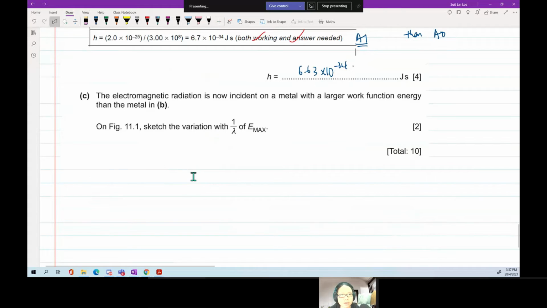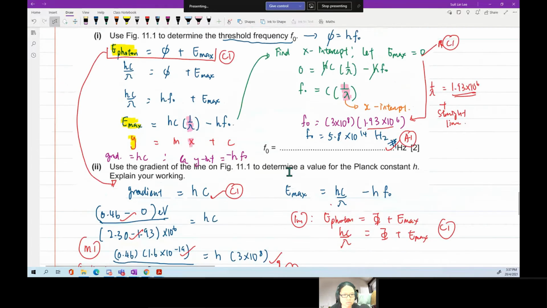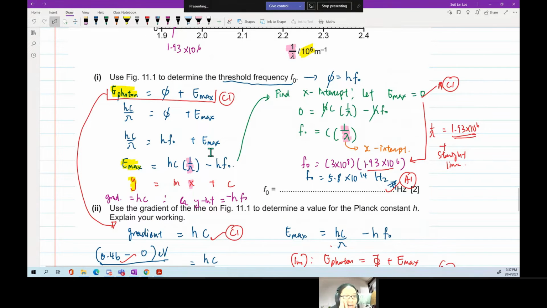Okay. Finally, the EM radiation has a larger work function. Sketch the variation of 1 over lambda against Emax. Okay, so let's go back to this and think a bit. If it's a larger work function, the y-intercept is negative hf naught, right? And negative hf naught is negative work function. So if I think from the perspective of the graph, let me find space to draw the graph here.